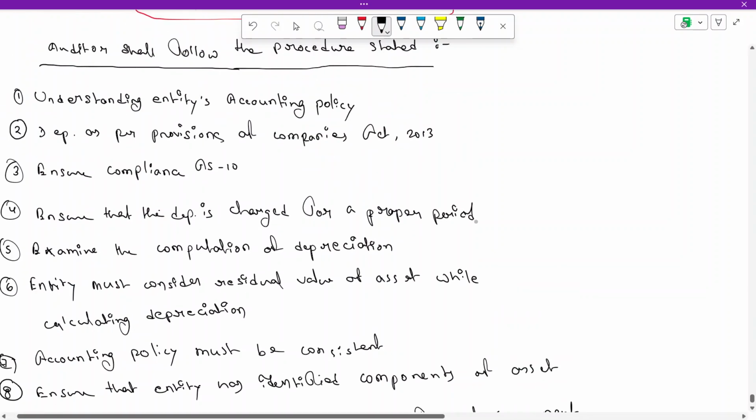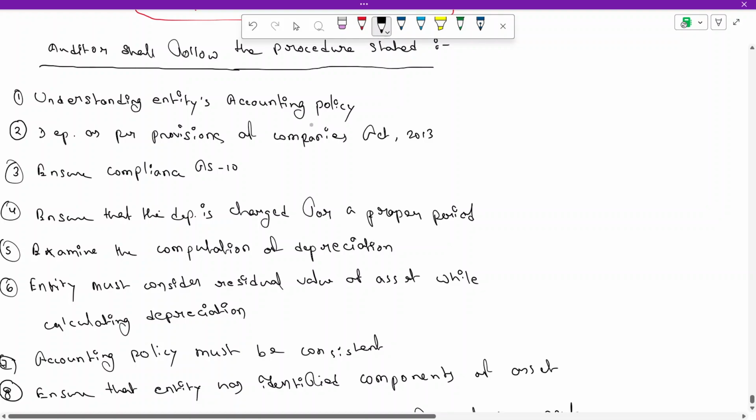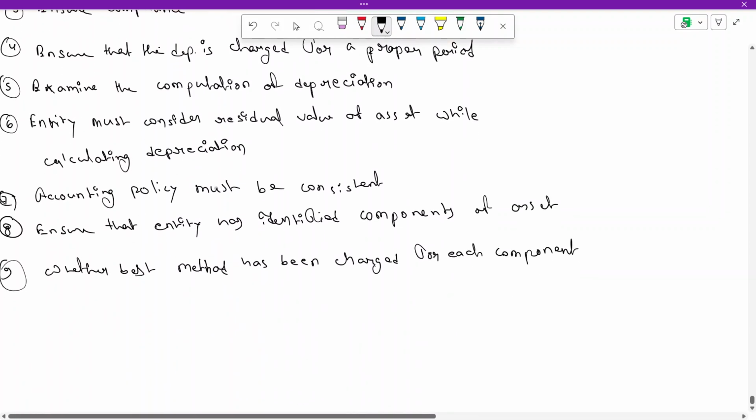Obviously, the company part will be only for company. Okay, company matlab body corporate jo bhi hai. Accounting policy must be consistent, ensure that entity has identified components of asset and whether the best method has been charged for each component. Now the general expenses part will be just like power and fuel, printing and stationery, like that.